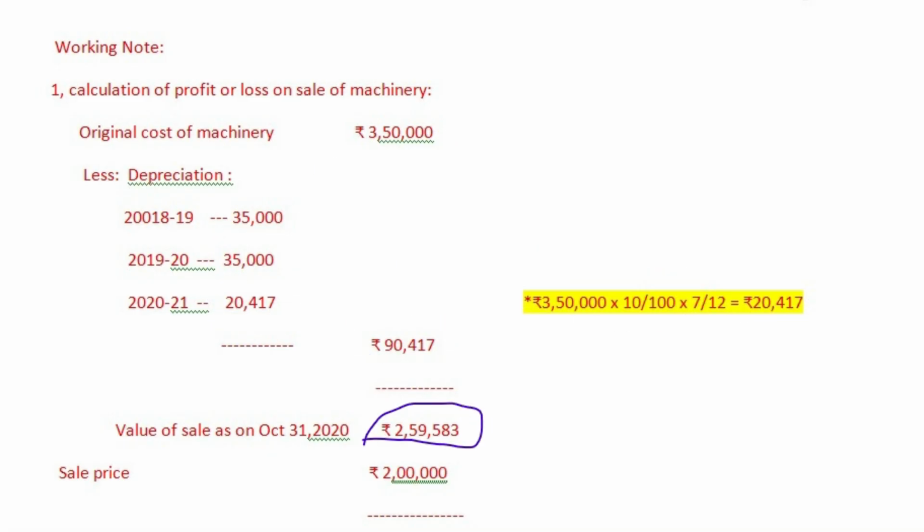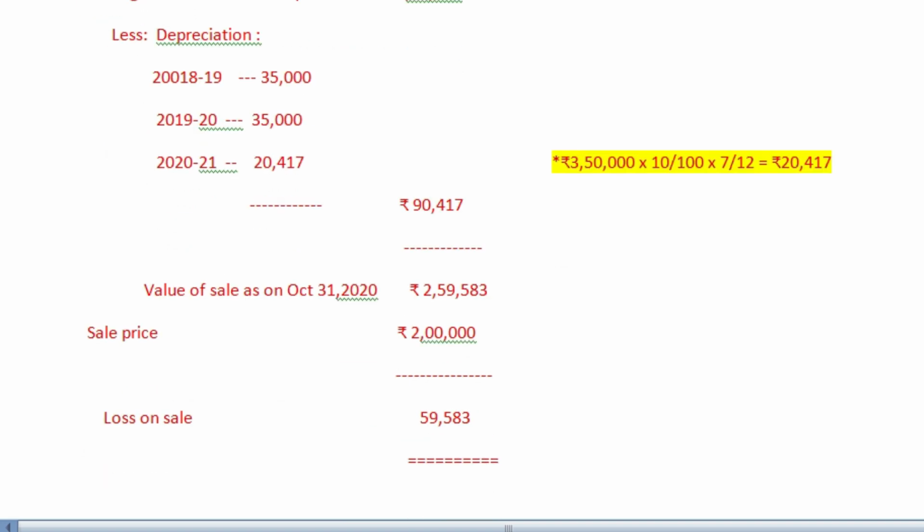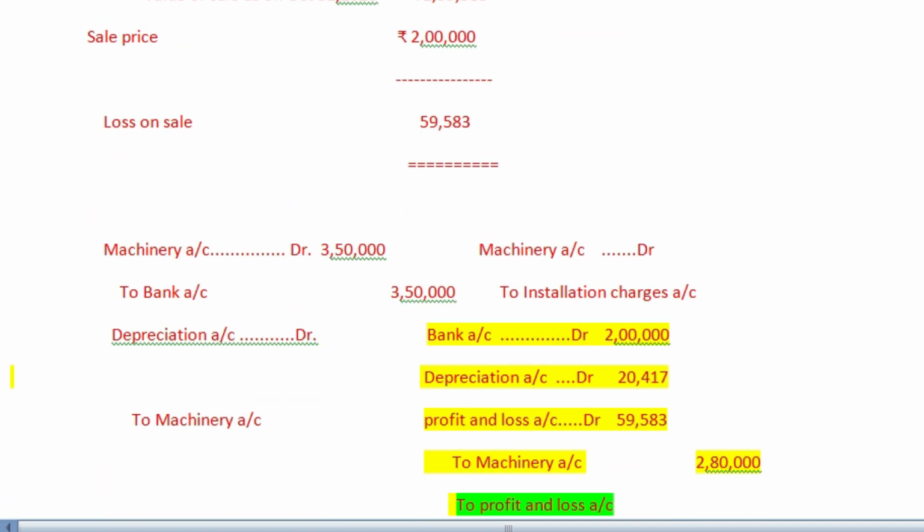2,59,583. And this machinery is sold at rupees 2 lakh. So the sale price is less than the machinery value on the date of sale. Hence the balance represents loss. So 59,583, this is the loss amount. All right, understood? Okay, so this is the loss on sale.